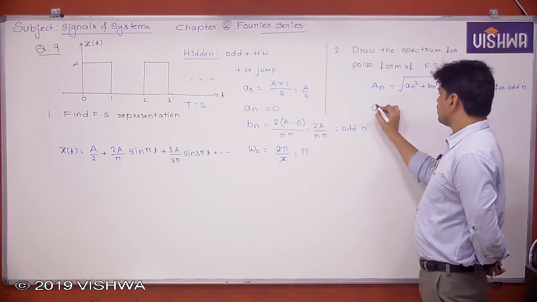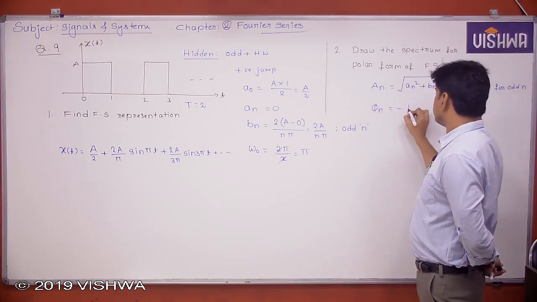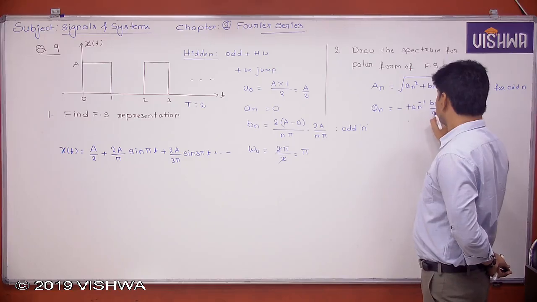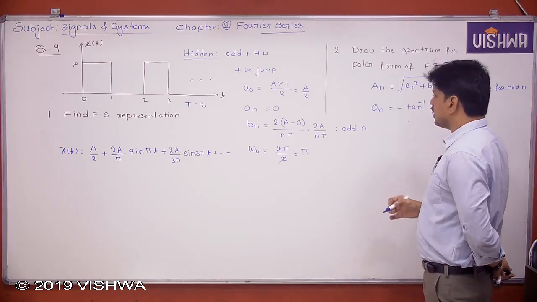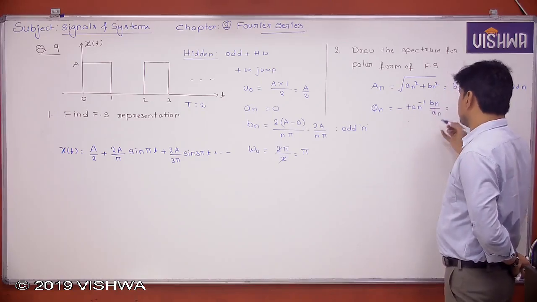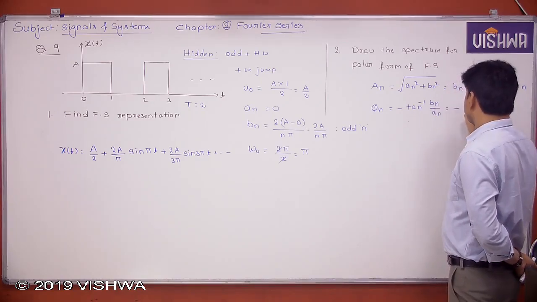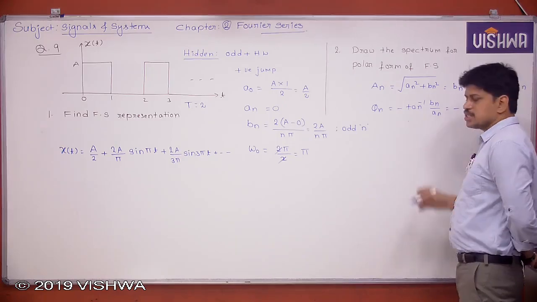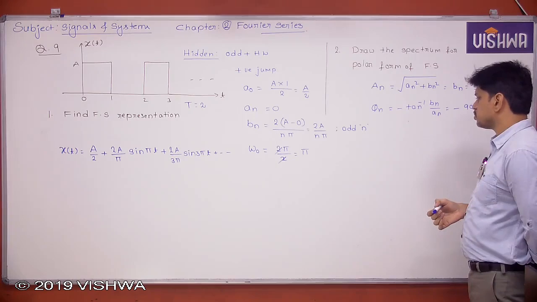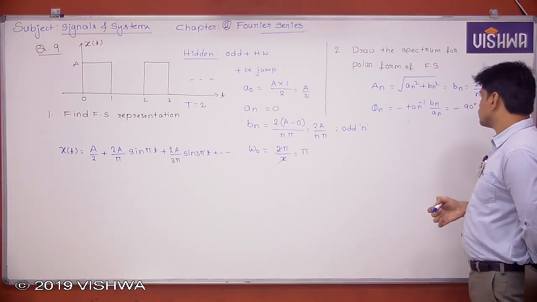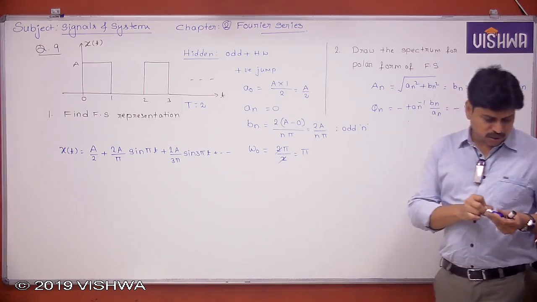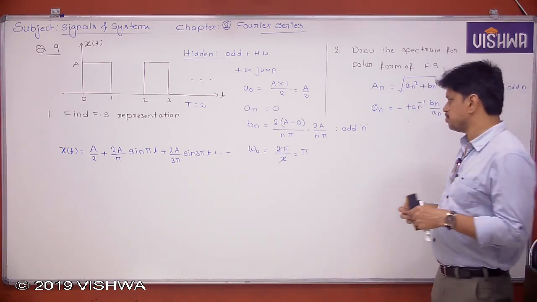Then what is phi n? Minus tan inverse bn by an. Here the an value is equal to 0 and the bn value is there, so it is tan inverse infinity, which is 90 degrees, so phi n is minus 90 degrees. Clear? This is the phi n. Now we have to draw the spectrum.